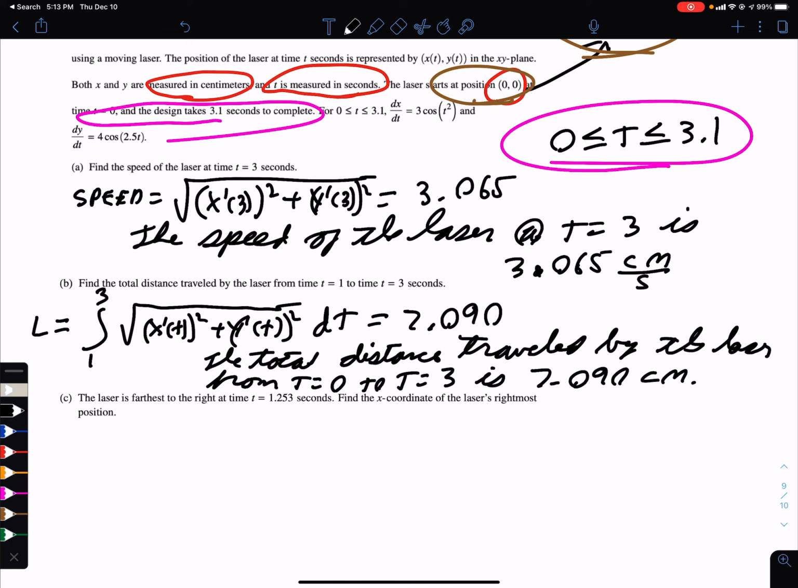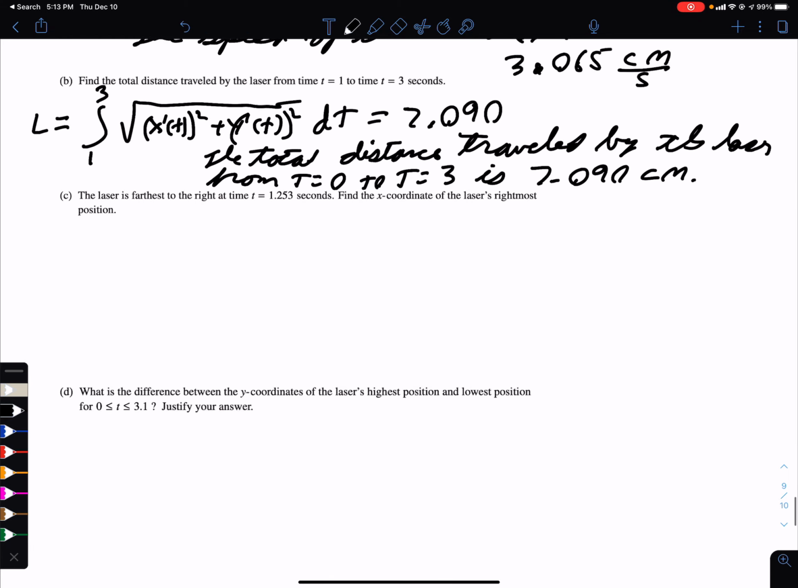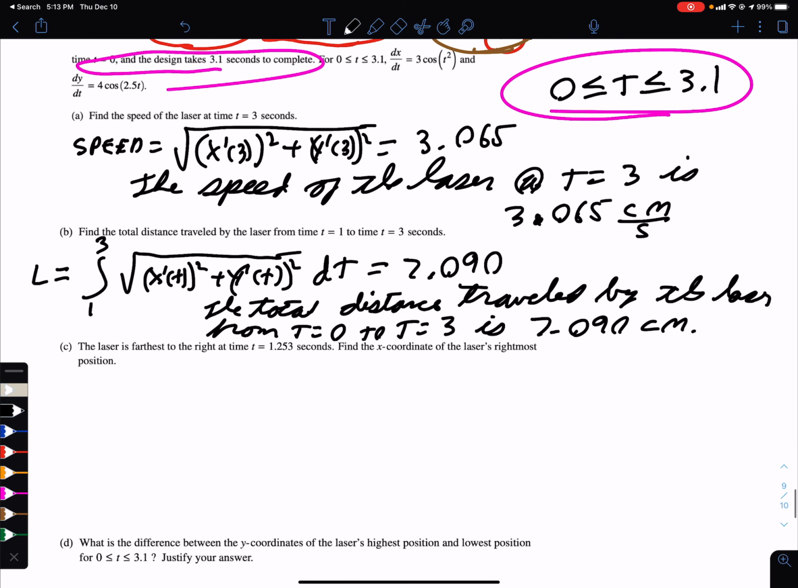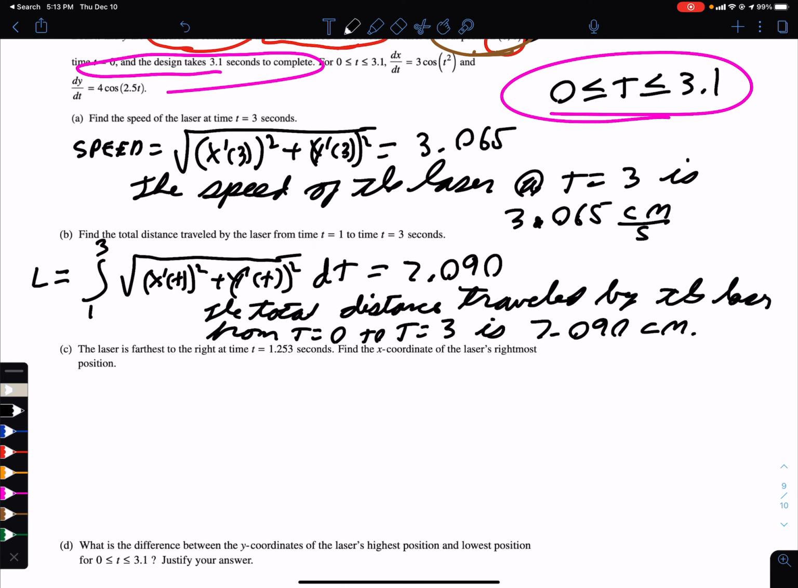Bammo. We are moving along. Two more parts and we're done, and you guys will be ready to do your homework. Part C. The laser is farthest to the right at t equals 1.253 seconds. Find the x-coordinate of the laser's rightmost position.